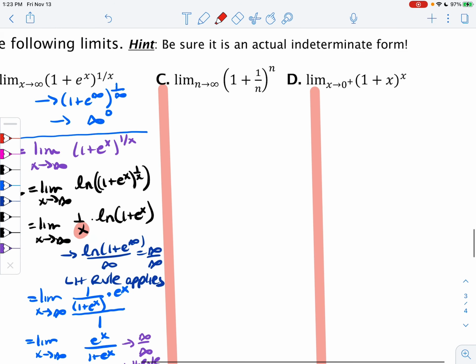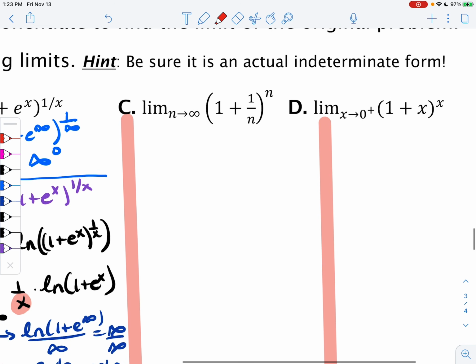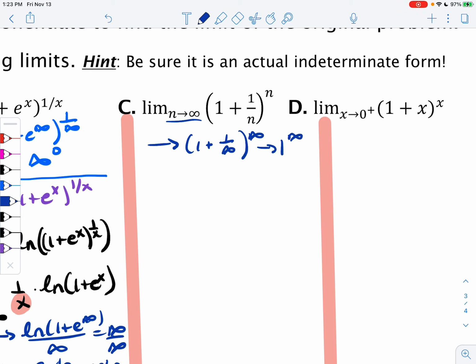All right, so let's do these two, and then we'll call it a day. Again, make sure that you do have an indeterminate power. Here I go taking my limit as n goes to infinity, and this limit is going to 1 plus 1 over infinity to the infinity, and that is going to 1 to the infinity, and so I do have an indeterminate power.